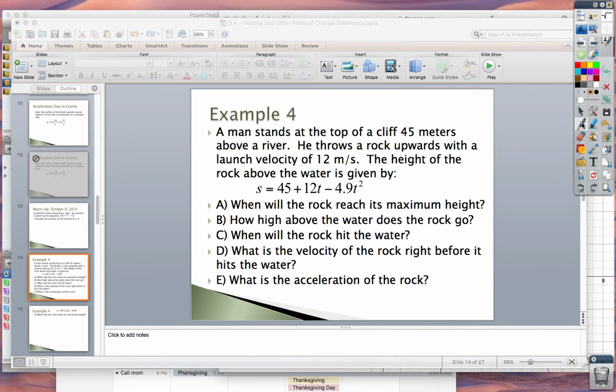Now, let's point out a couple of things. It's probably a refresher from your physics class. Your 45 is your s naught, your initial height, or your initial displacement. Your 12 is your v naught, your initial velocity, and this refers to a portion of your gravity. So we have the following questions A through E, and we're going to break them up by slide. So let's go ahead and take a look at that.